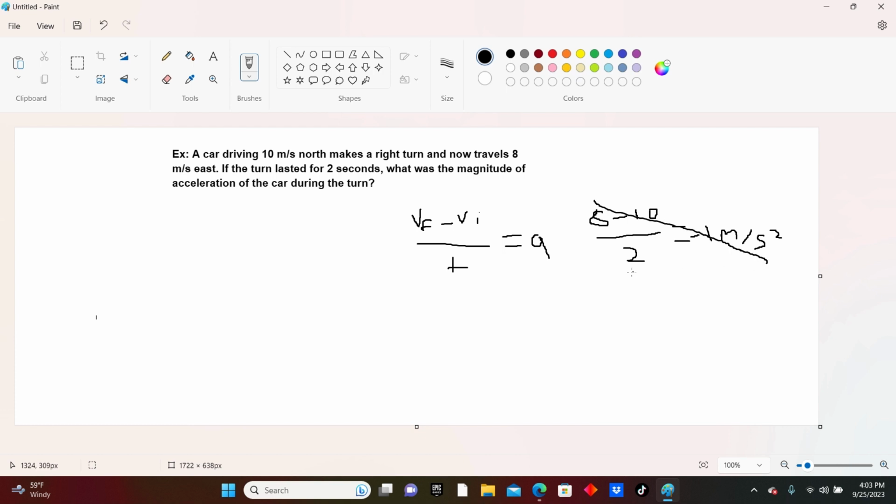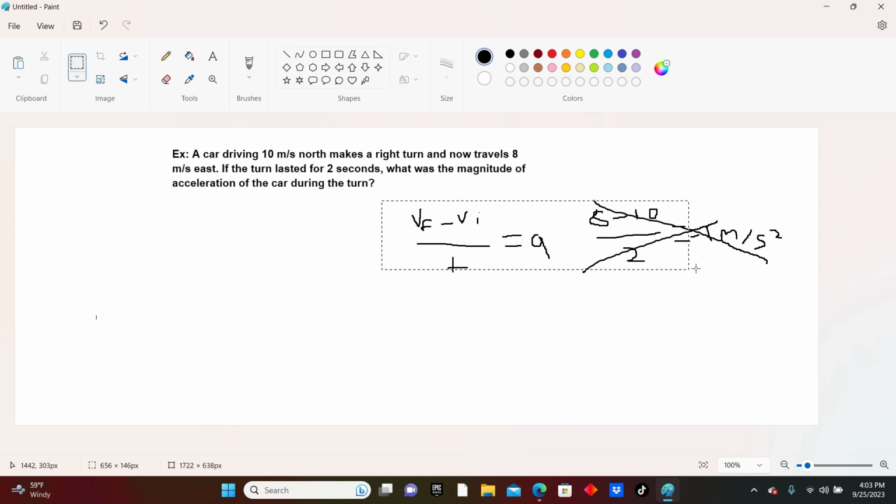Okay, but this is wrong because the 8 meters per second east and the 10 meters per second north are not in the same direction. One is in the north and one is in the east, right? So when they're in different directions, you can't put them in the same equation. They'll have different accelerations and different velocities. So you have to solve for them independently. Whatever acceleration you get in the north direction is the vertical component, and whatever you get in the east direction will be your horizontal component. Then we'll use the Pythagorean theorem to find the hypotenuse, or the magnitude of the two components. So let's see how that will be done.